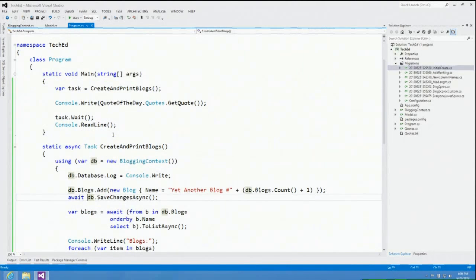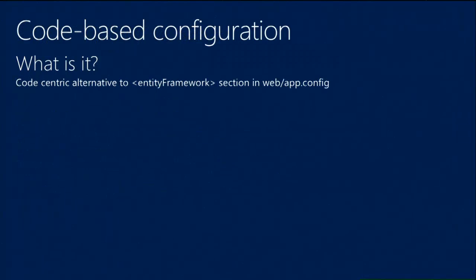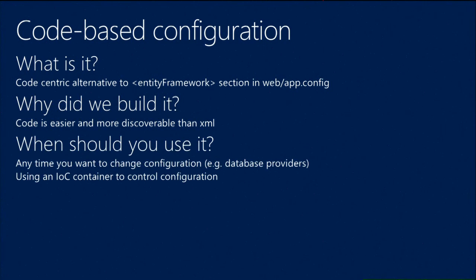Now, the next thing we want to talk about is code-based configuration. Code-based configuration is a code-centric alternative to using the Entity Framework sections in your web and app configs. Some people just love using code and hate writing XML. They prefer a nice, strongly typed API sometimes. And you should basically use it if you prefer strongly typed code over writing XML.